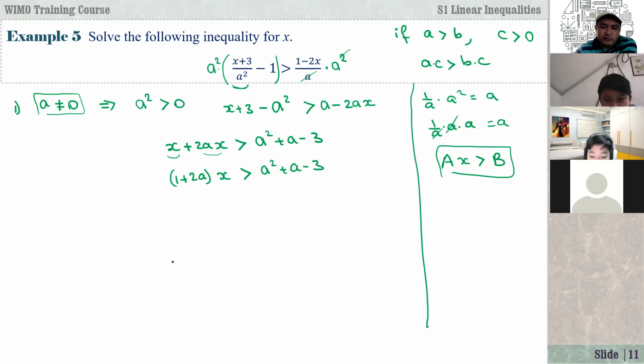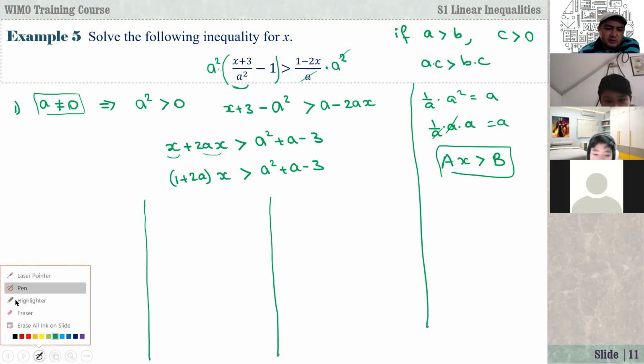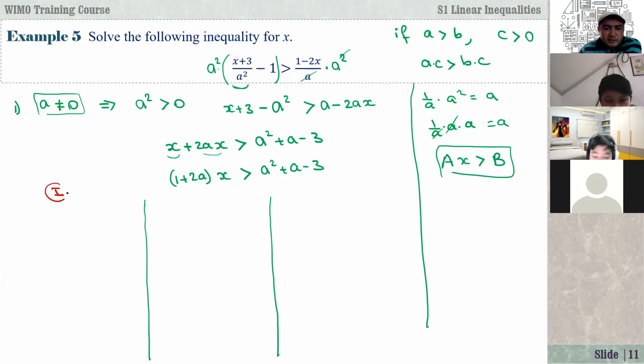Okay, I need to consider cases, right? Number one is, what is it? I will consider three cases. That's the first case, and this is the second case, and that one is the third case. So let me change the color and continue. That is our first case, okay? And here I'm just going to write the second case, and here we have the third case. Because the solution depends on the sign of this capital A, right?